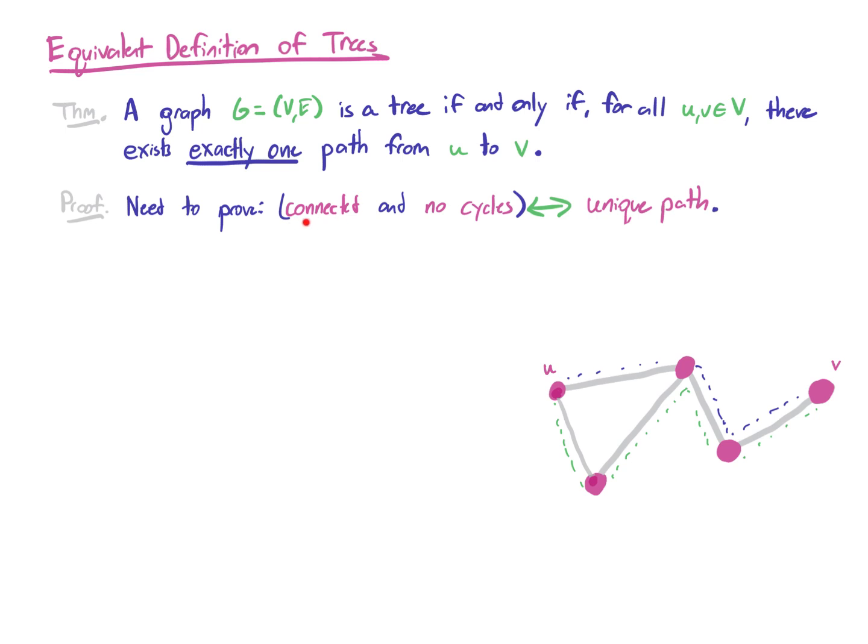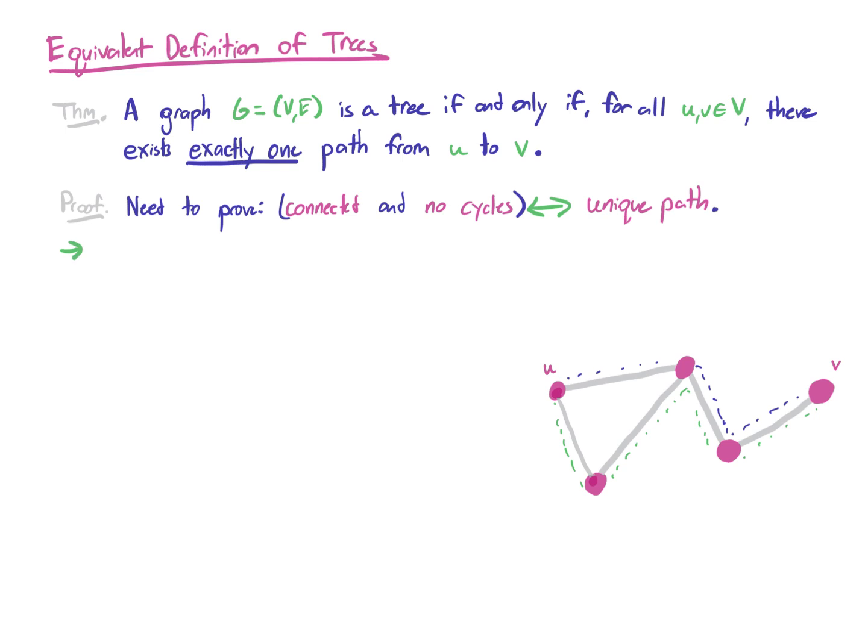So we need to prove that being connected and having no cycles implies having a unique path between every pair of nodes, and we need to prove that having a unique path between every pair of nodes implies that you are connected and have no cycles. So let's go ahead and get started on this. I need to prove both of these two directions, so I'm going to start by proving the rightward direction.